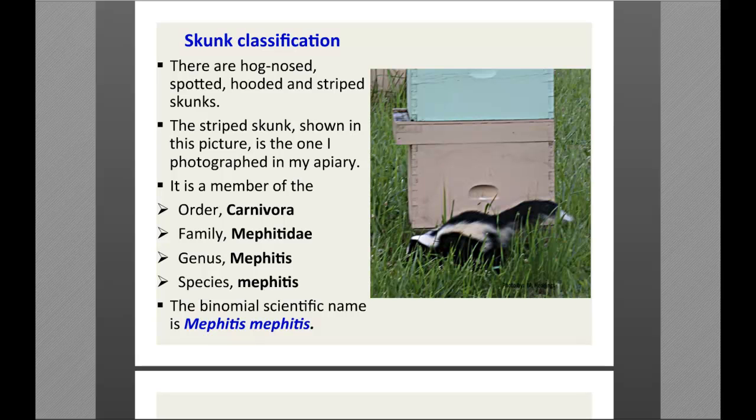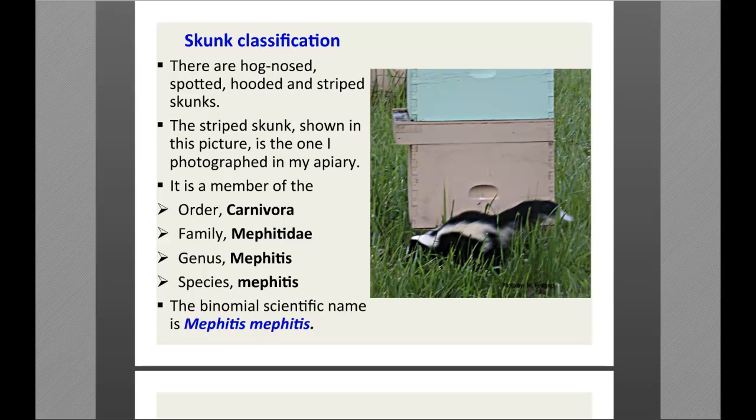In terms of skunk classification, the skunk is a member of the weasel family, and there are 4 common types of skunks in the USA, which are the striped, the spotted, the hog-nosed, and the hooded. The striped skunk is really widely spread across the USA and is the one that I found visiting my beehives. The scientific name of it, of course, is Mephitis mephitis.